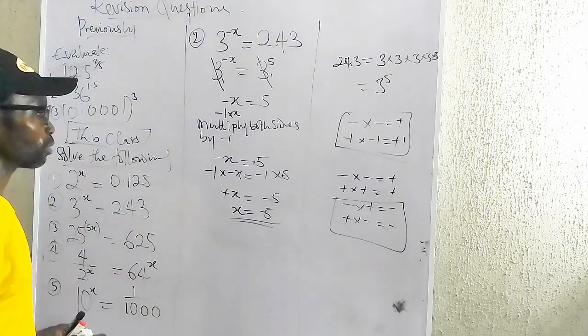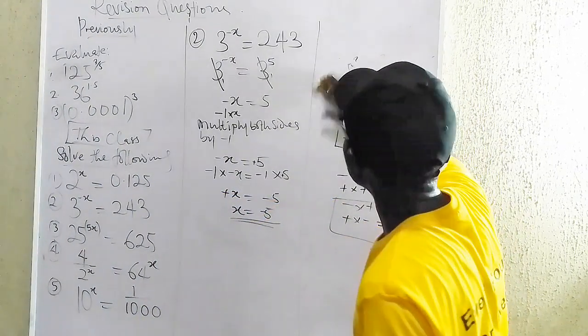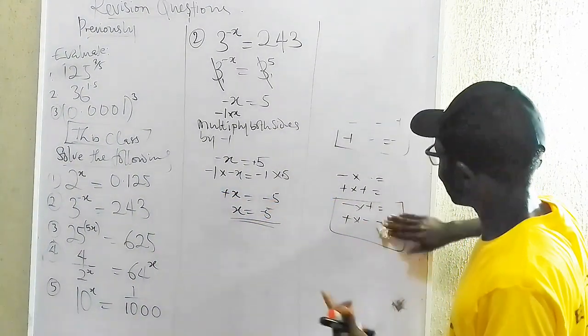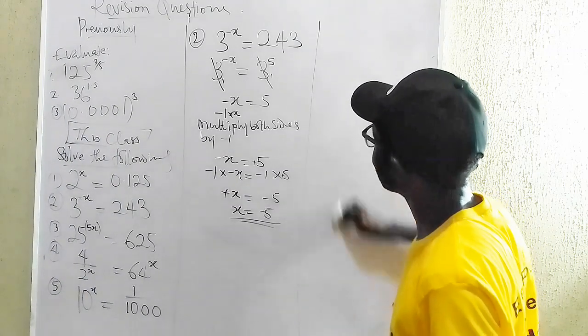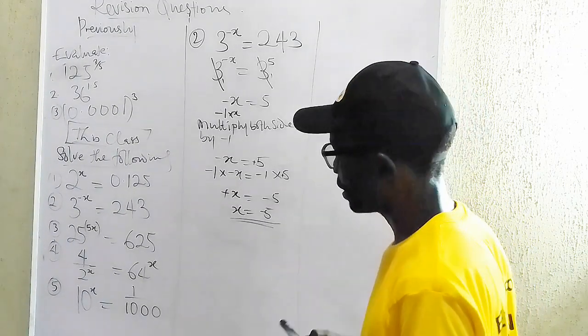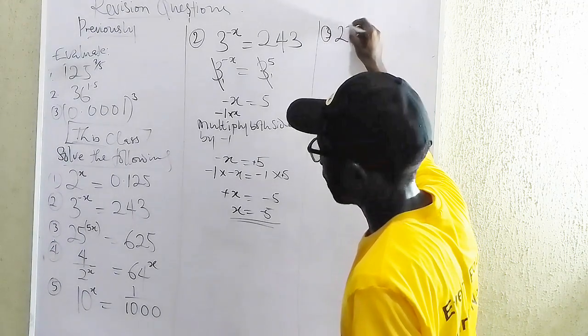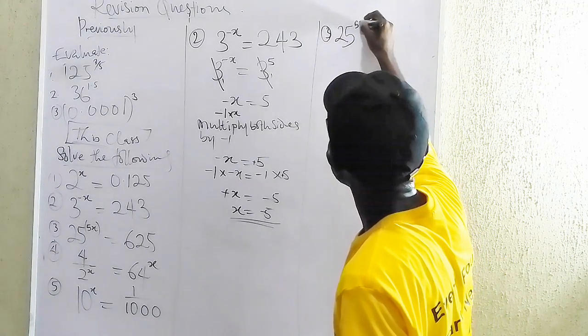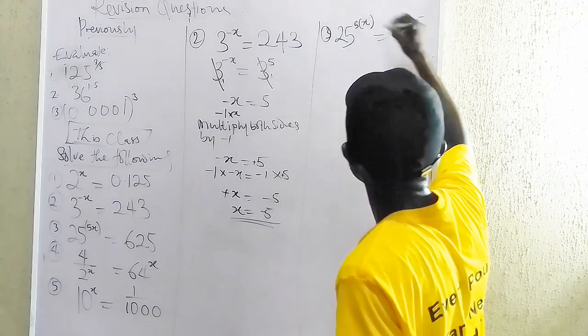Now let's go to question number 3. If you don't understand this, you should go over the video again and be sure you get it. Then question number 3: 25 raised to the power of 5x equals 625.